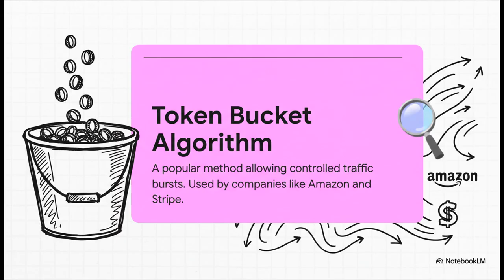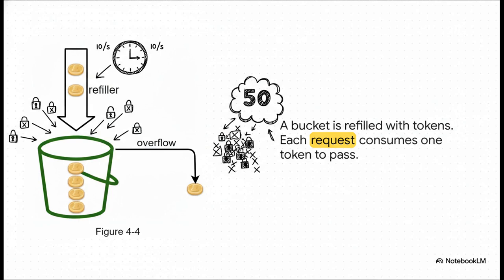Let's kick things off with an industry heavyweight, the token bucket algorithm. This one is super popular, and for good reason. It's incredibly flexible and powerful. We're talking big names here, like Amazon and Stripe, who rely on this exact method to manage their massive API traffic. The way this works is actually pretty simple to picture.